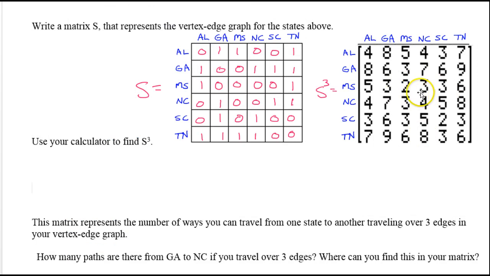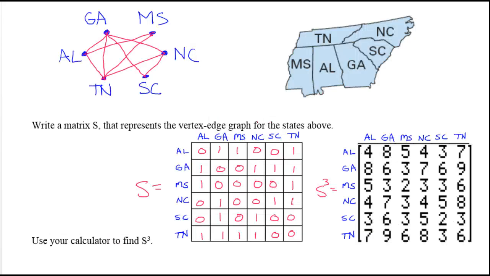Alright, so here's a copy of matrix S cubed. So this matrix represents the number of ways you can travel from one state to another, traveling over exactly 3 edges of your vertex edge graph. For example, this 2 connecting Mississippi to Mississippi means that there are 2 ways that I can go from Mississippi to Mississippi on this vertex edge graph while using 3 edges.